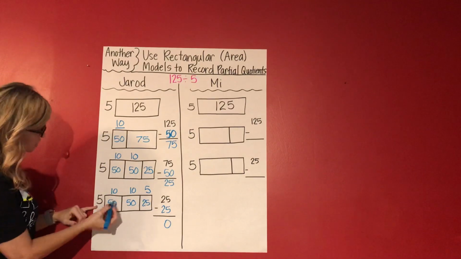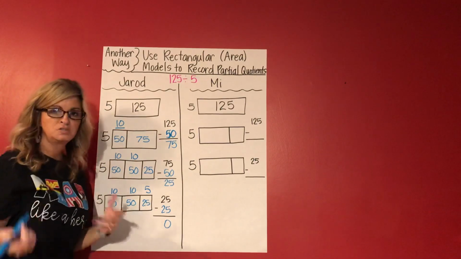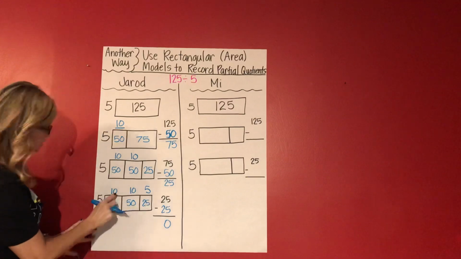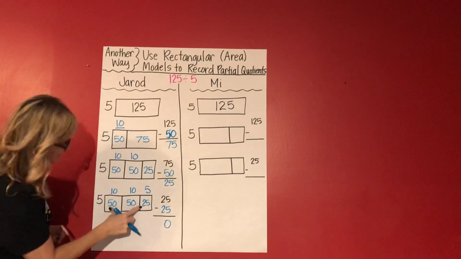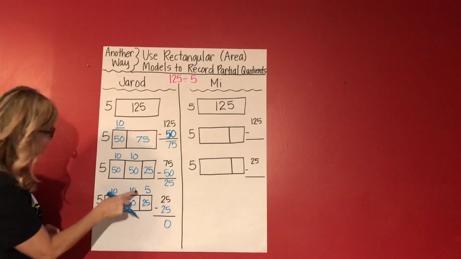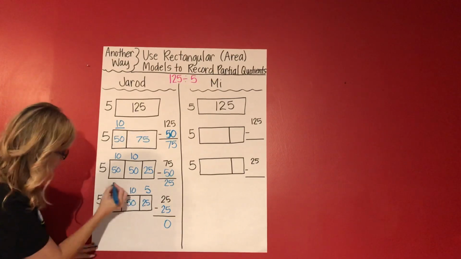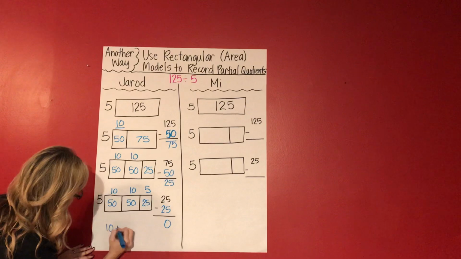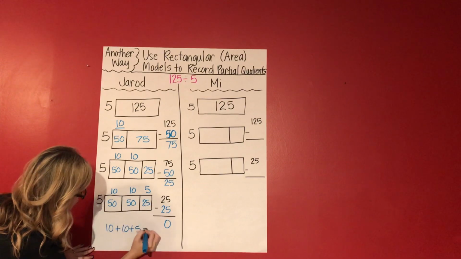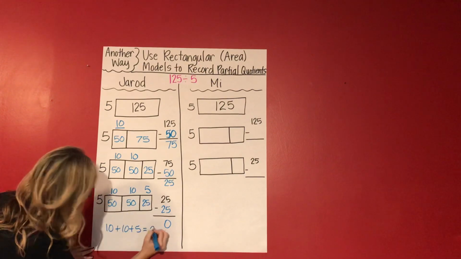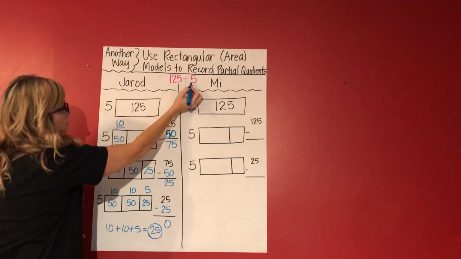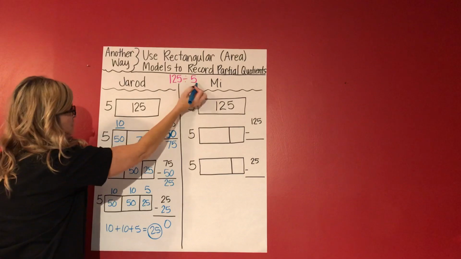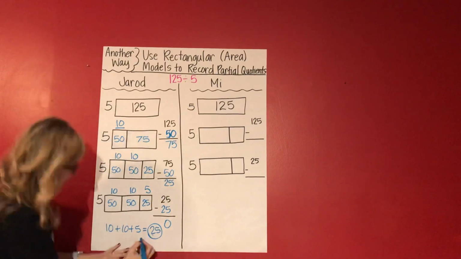What Jared is then going to do, and what you would do if you use this strategy, is you're going to add up your partial quotients up here. Just like these were our partial products, these are our partial quotients. So 10 plus 10 plus 5 equals 25. So again, the answer to the problem, 125 divided by 5 is 25. That's the quotient right there.